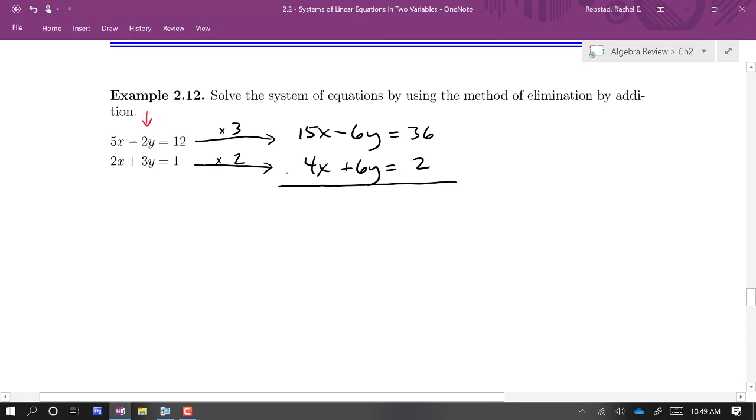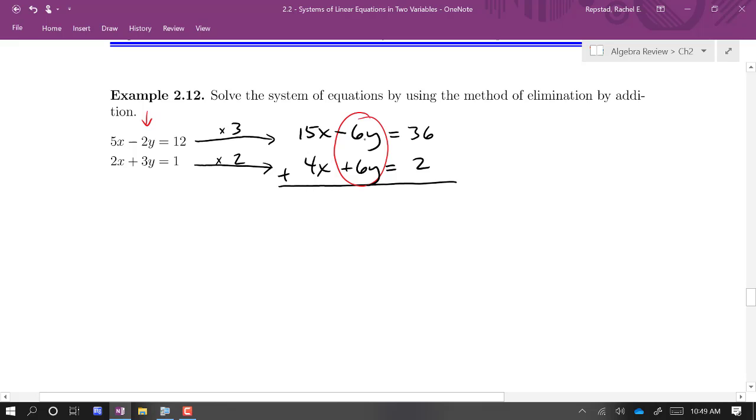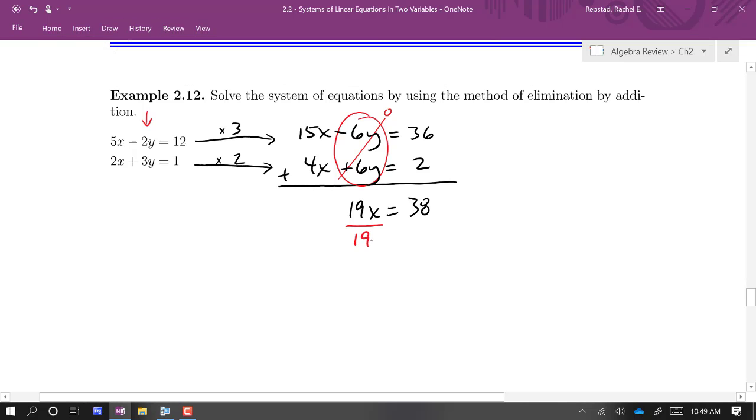Now when I add these together, I could see that the y's will cancel. I got -6y plus 6y, so that goes to 0. And I'm left with, on the left side, 15x plus 4x is 19x equals 38. Dividing both sides by 19 gives us x equals 2. And now I can use this known value of x and use one of the equations to solve for y.